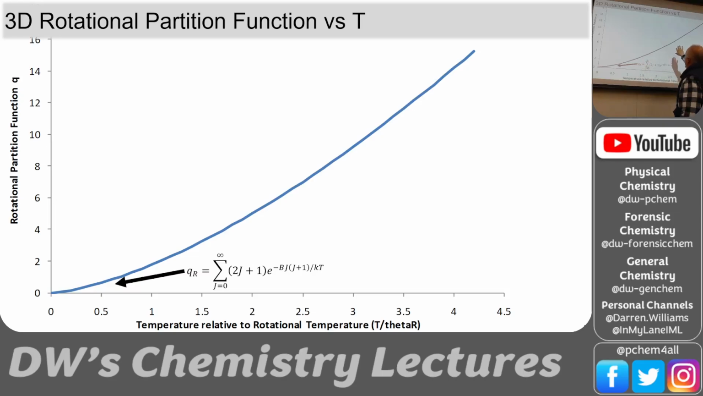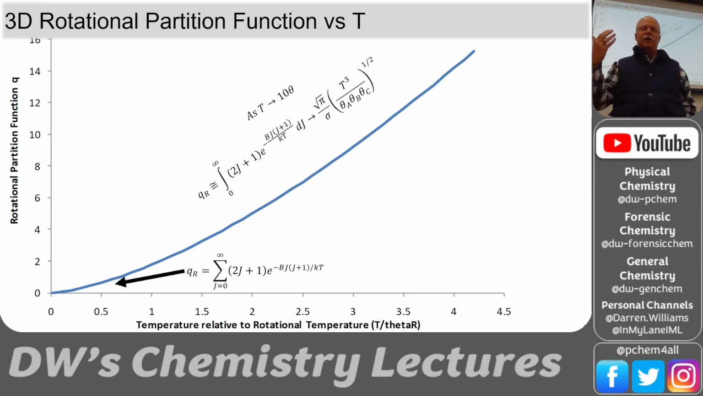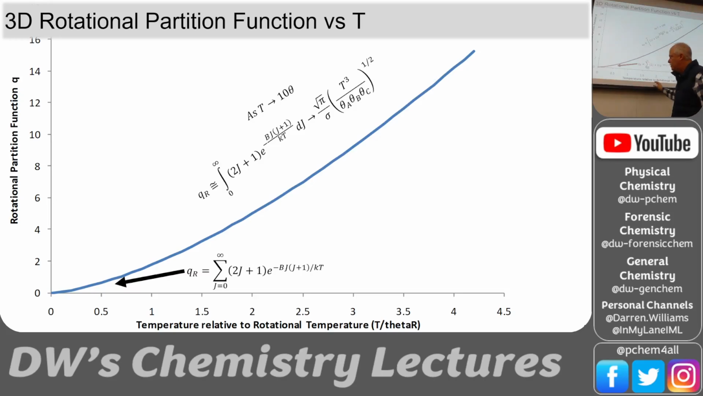But notice it starts to approach a linear equation that just shoots up. And so at the higher limit, as temperature gets above 10 times the rotational temperature, then it just becomes this equation here where you've got temperature over the different thermal rotational temperatures.